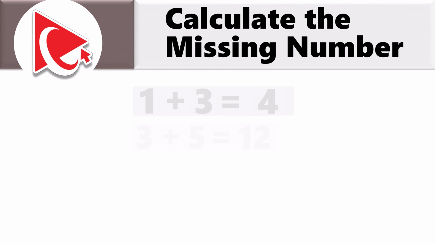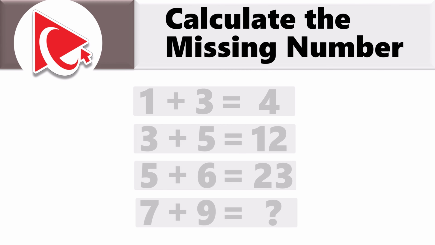You're presented with a series of equations. The first one is 1 plus 3 equals 4. The second one is 3 plus 5 equals 12. The third one is 5 plus 6 equals 23. And the fourth one is 7 plus 9, and this is where you need to calculate the missing number.